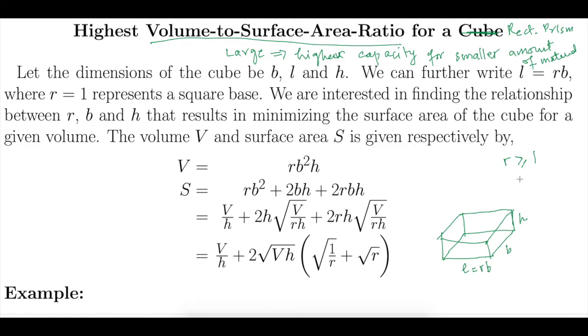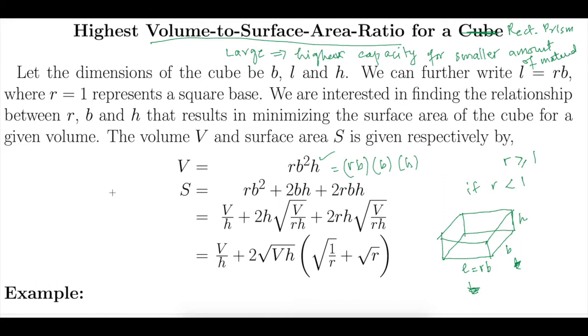Why? Because if R is less than 1, then I can say this as B and this as L, and then this becomes the same ratio. Okay. So now let's define our volume and let's define our surface area. Our volume is R times B times H, which is this. What is our surface area?